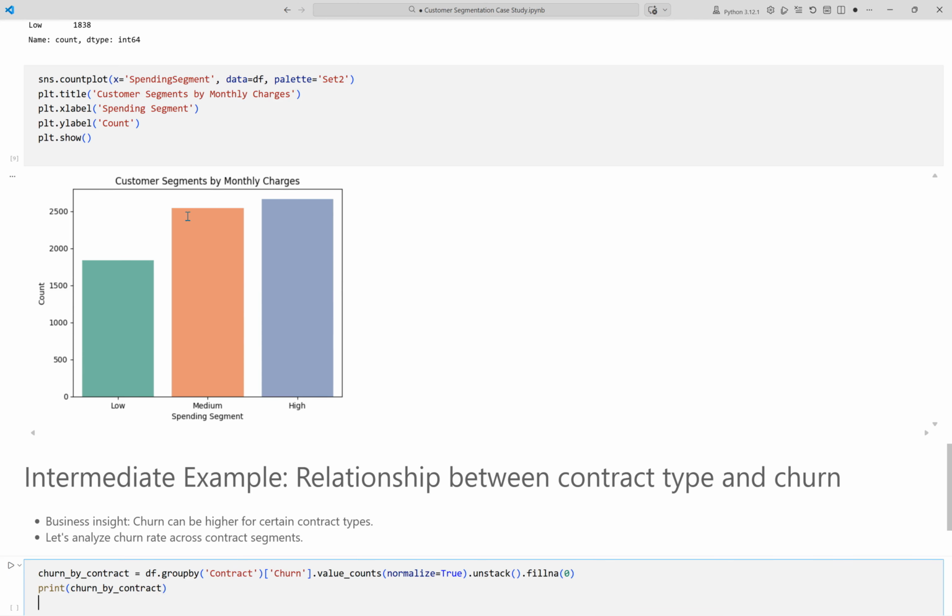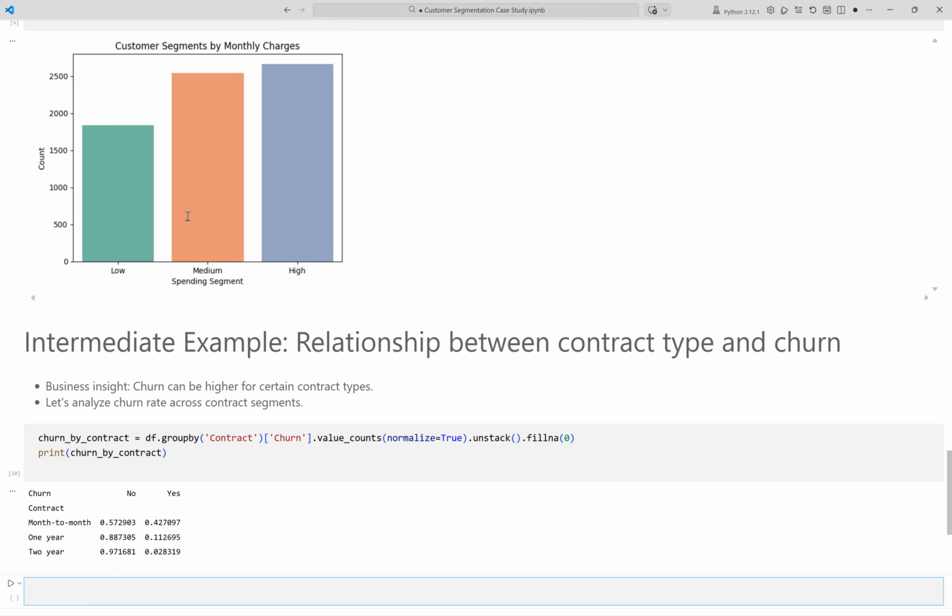Running the cell now. This output shows the proportion of customers who churned, yes, versus those who did not, no, across different contract types. Notice that month-to-month contracts have the highest churn rate at about 43%, while longer contracts like 1 year and 2 years show much lower churn rates, around 11% and 3% respectively. This highlights the key business insight that customers with shorter contract commitments tend to leave more frequently.